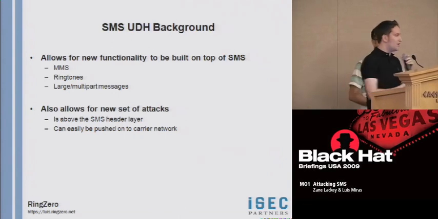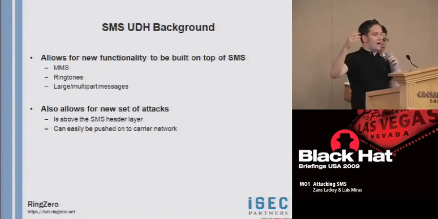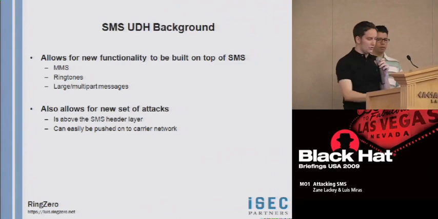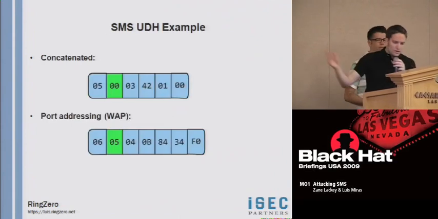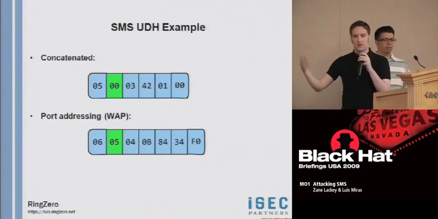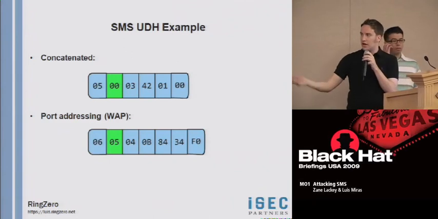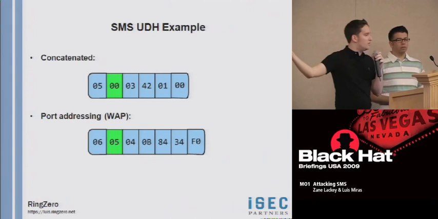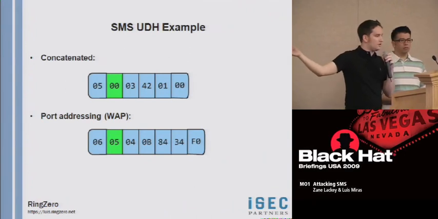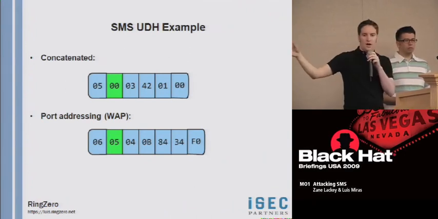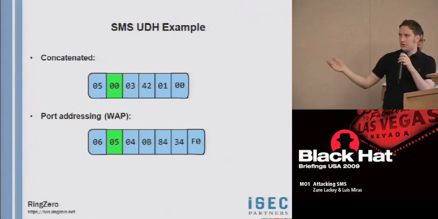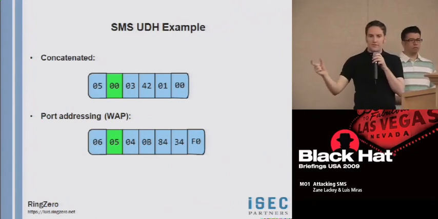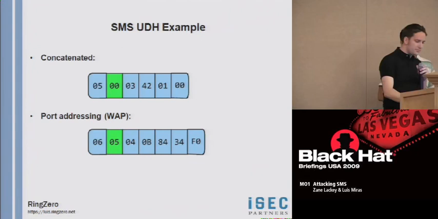This also clearly allows for a new set of attacks because these are all at a higher layer, and you have full control over this layer. So these are a couple of example UDHs. We just wanted to give you a feel of what they actually look like. It's a few bytes that goes at the beginning of the payload. The top one is one of those concatenated multi-part messages I was just talking about. And the bottom one is port addressing, which is something we'll address later on. But basically, it's a few bytes at the beginning of your payload.